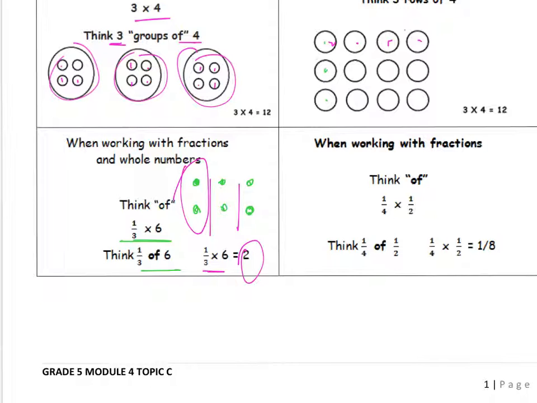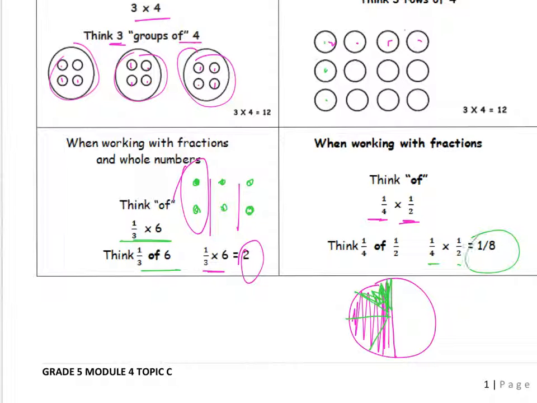And when you're multiplying fractions, I have to think of what is 1/4 of 1/2. If I had a pie divided into halves, what would 1/4 of that half be, divided into 4 pieces? Well, 1/4 of my half would be 1/8 of the whole pie. So 1/4 times 1/2 is 1/8.